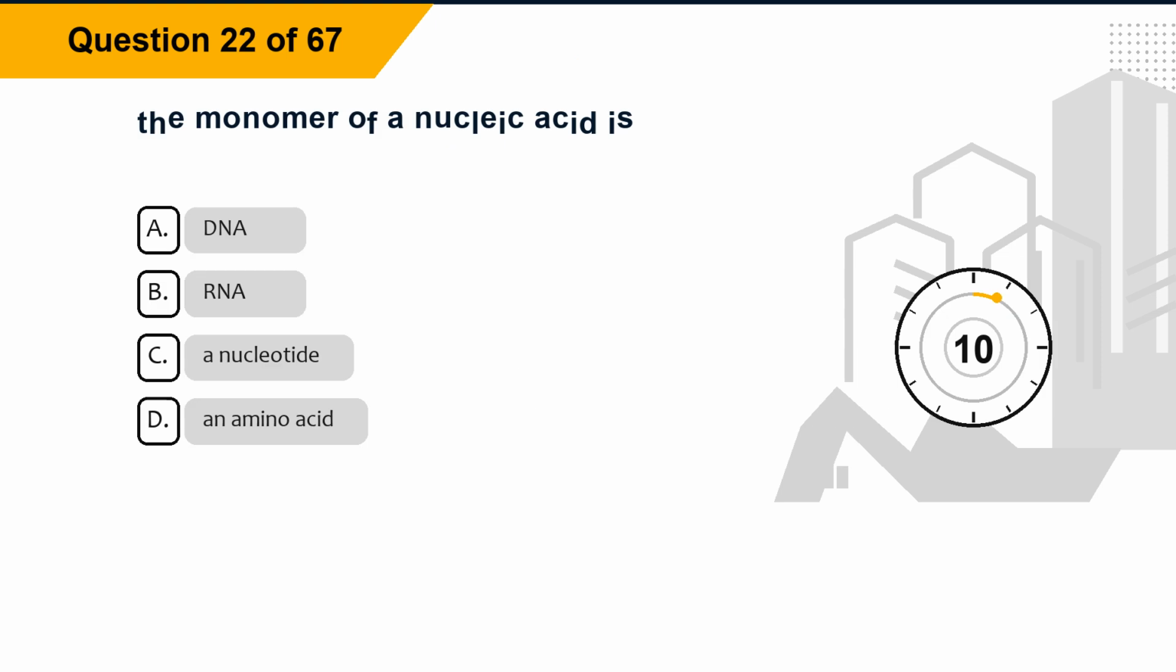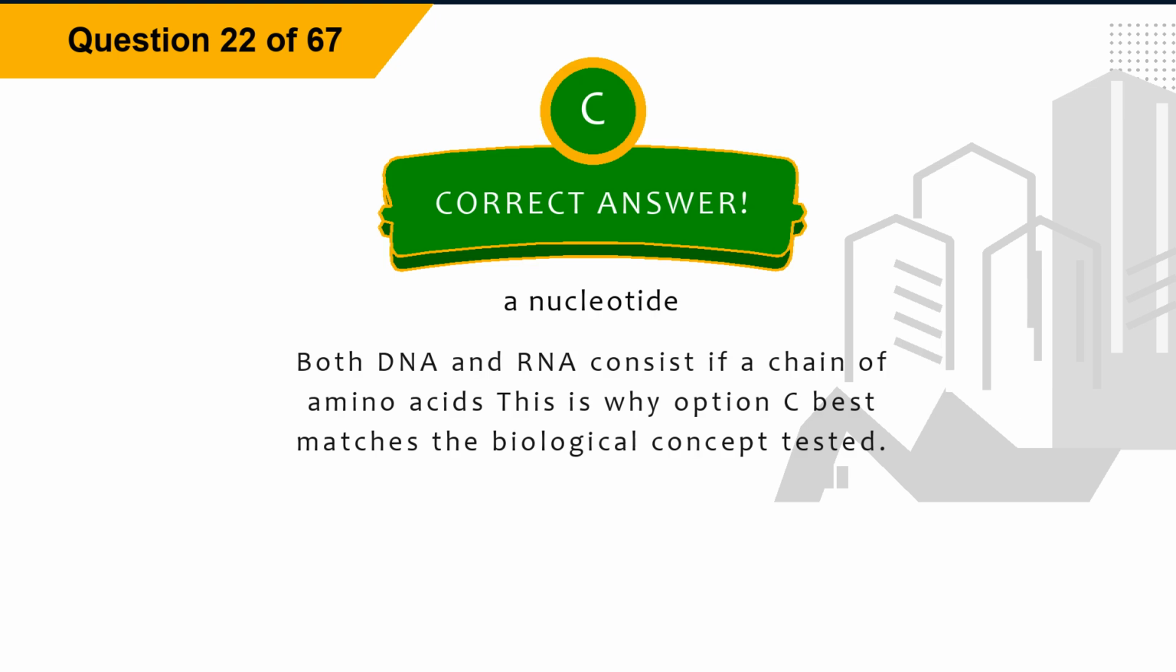Question 22. The monomer of a nucleic acid is option A, DNA. Option B, RNA. Option C, a nucleotide. Option D, an amino acid. The correct answer is option C, a nucleotide. Explanation. Both DNA and RNA consist of a chain of amino acids. This is why option C best matches the biological concept tested.